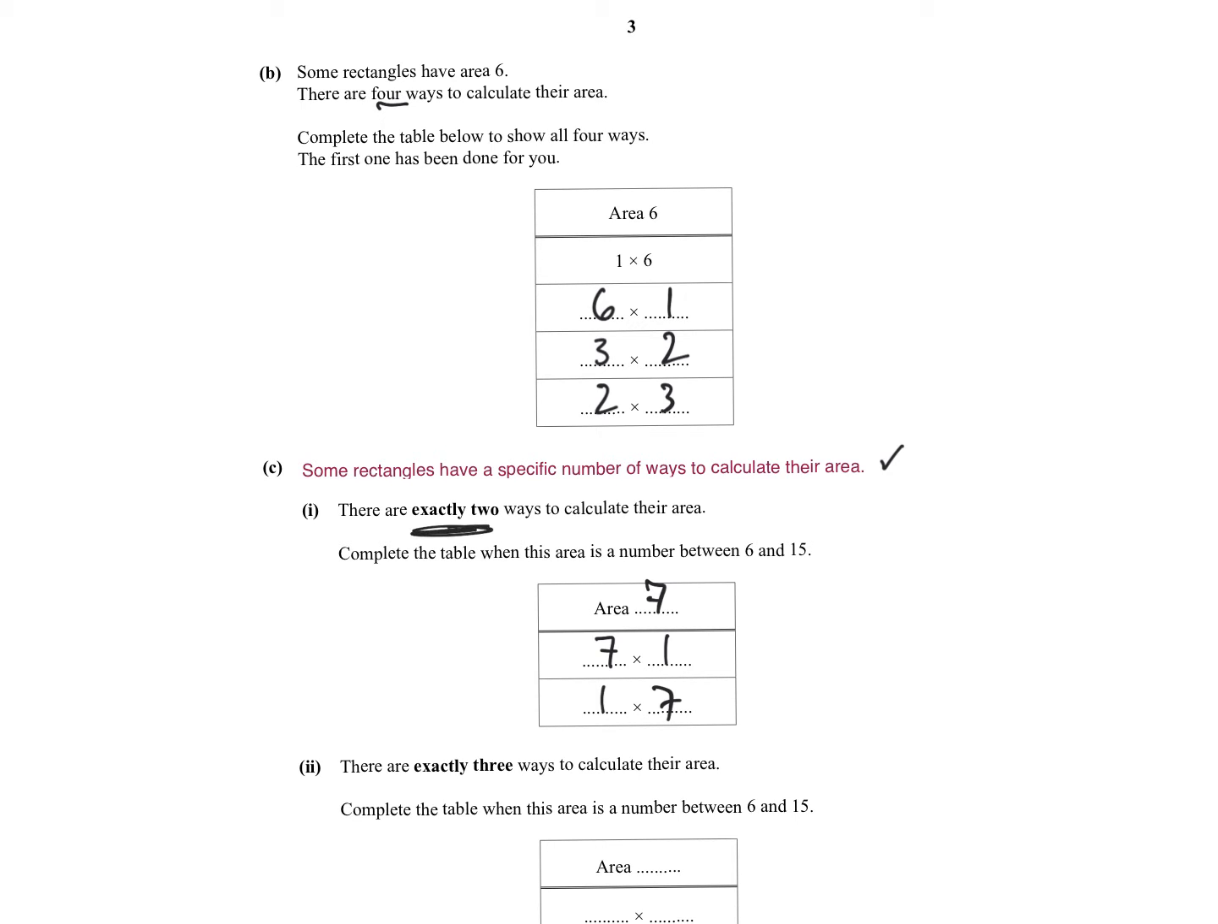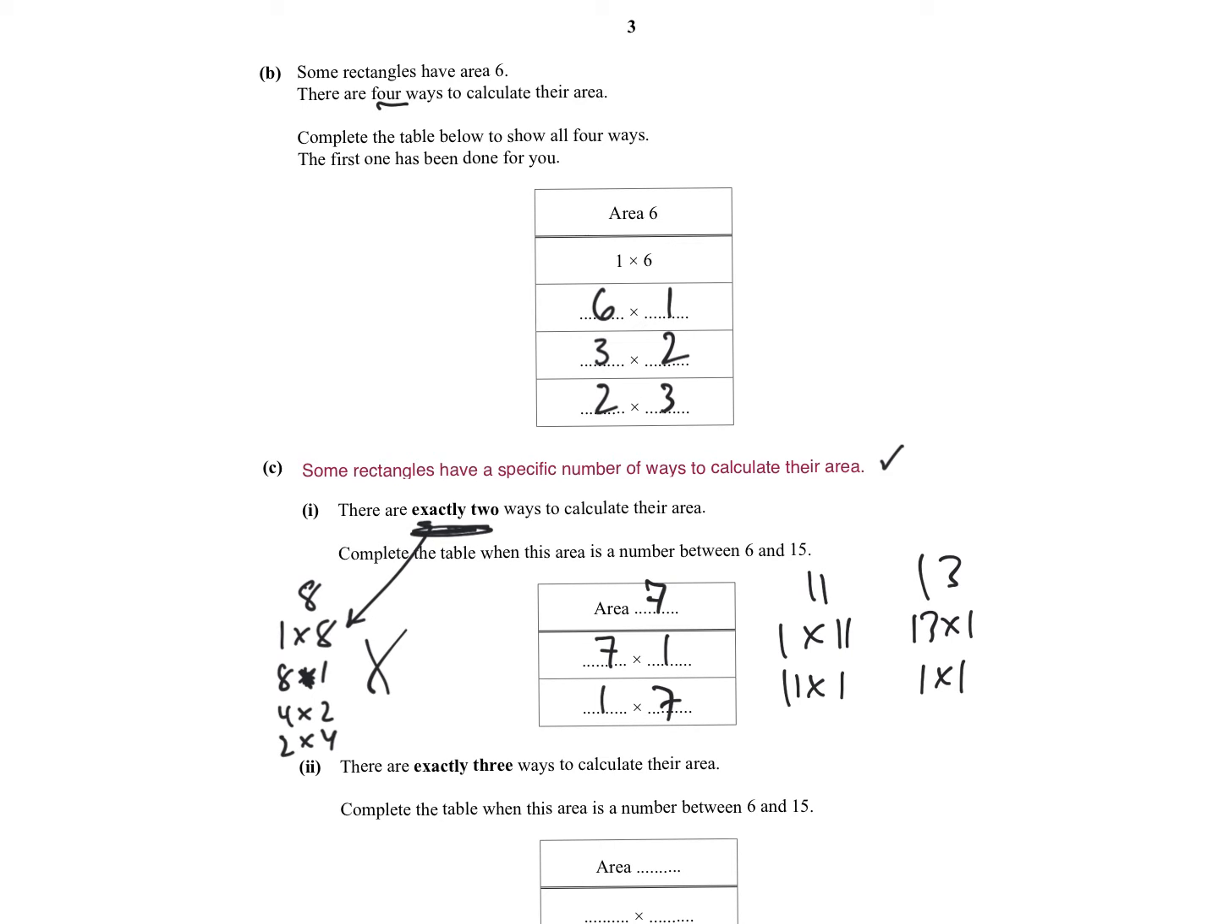Exactly 2. Not at least 2. A few people put down other numbers and only wrote down 2 ways to calculate. Some people put down 8 and wrote down 1 times 8 and 8 times 1, but then they completely ignored 4 times 2 and 2 times 4. So 8 won't work for this question because they're looking for exactly 2 ways to calculate. Other possibilities were 11, 1 times 11 and 11 times 1, and 13, 13 times 1 and 1 times 13.